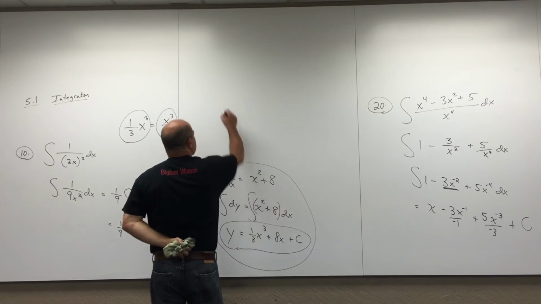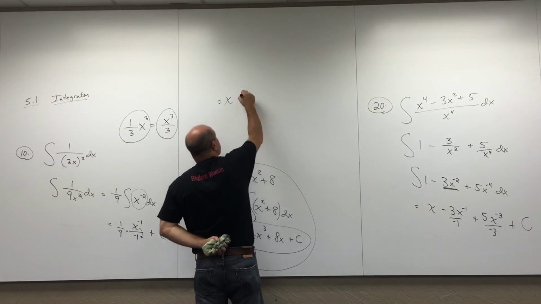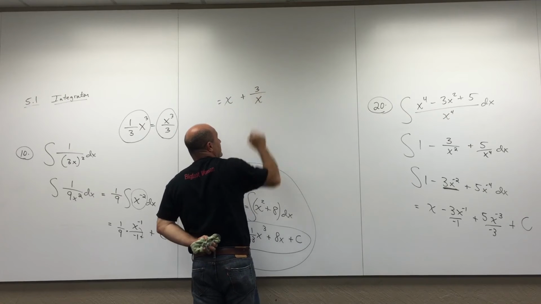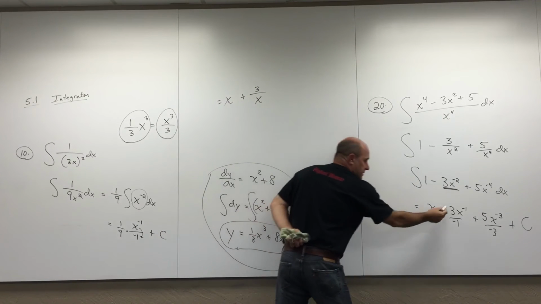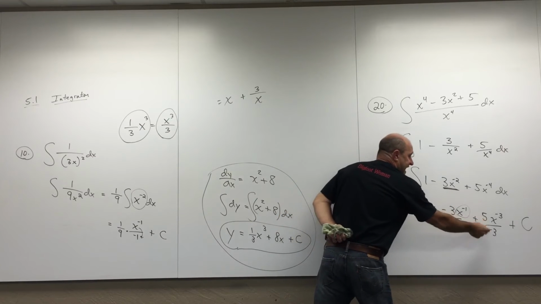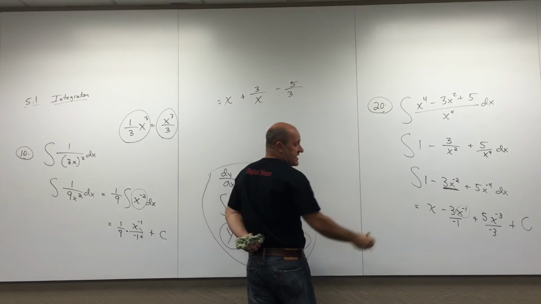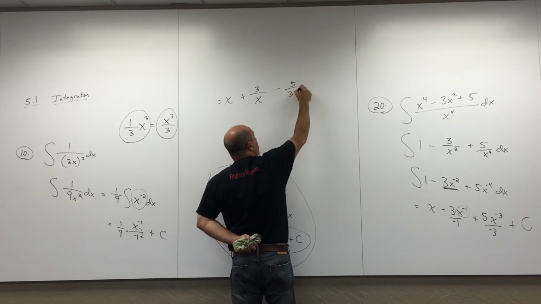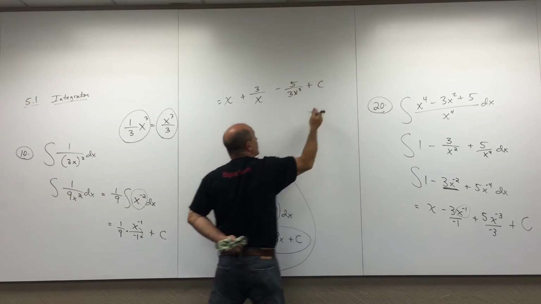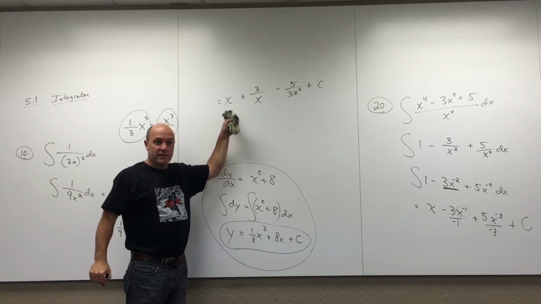So hang on, what is that? That's an x. What am I going to do? That's a positive 3, but I'm dropping that x into the denominator. Is that what I'm doing? It's a positive 3, the x goes into the denominator, right. This is a negative 5/3, but the x cubed goes into the denominator. Okay, so same thing, written a little differently.